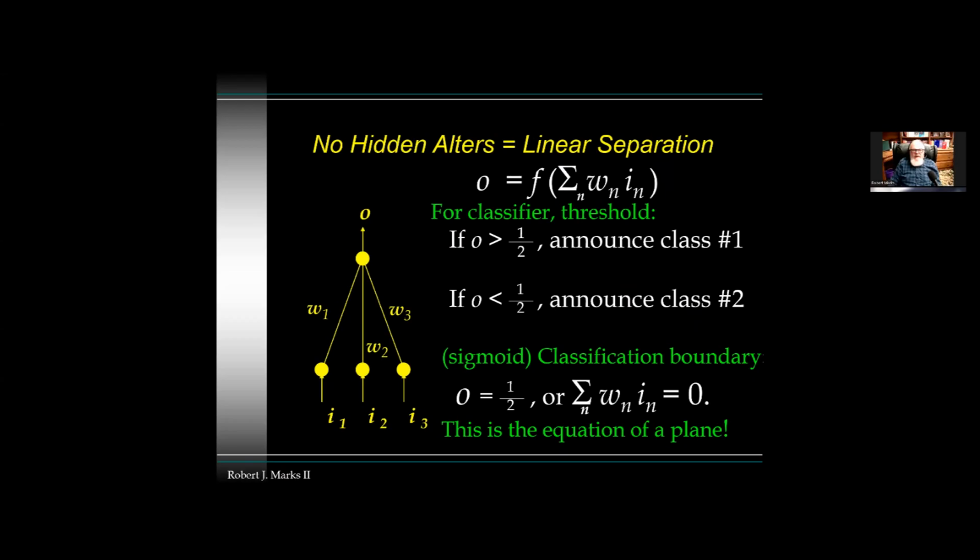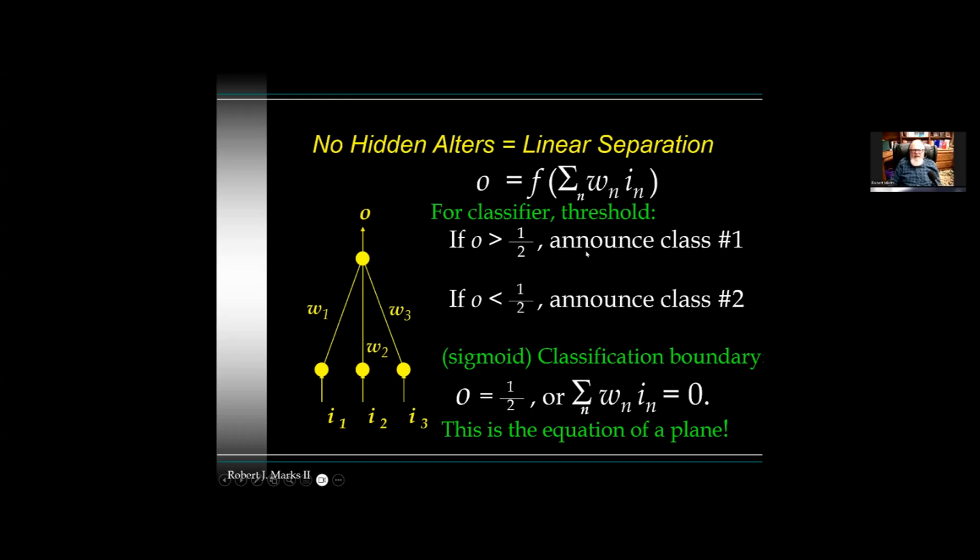Now, there are no hidden layers, and that's linear separation. That's not good. So if you just look at this very simple perceptron, it has 3 weights and a single output. And we're going to use it as a classifier.